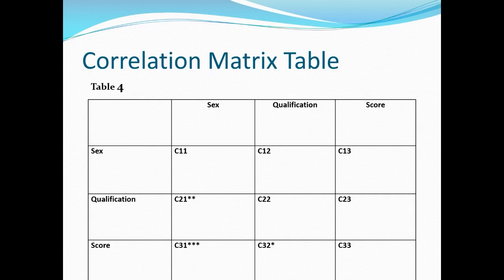Table 4 shows the correlation matrix. If you look at the cell C11, it means the correlation between sex and sex. That means it will be 1. The correlation between qualification and qualification will be 1, C22, and score with score will be C33. So that's the diagonal. They represent perfect correlation, 1-1-1 throughout.